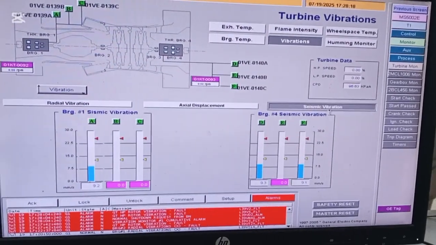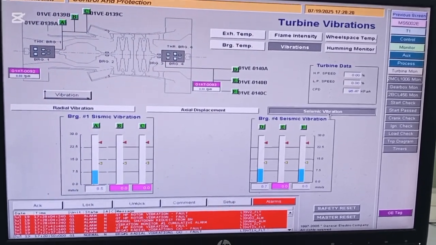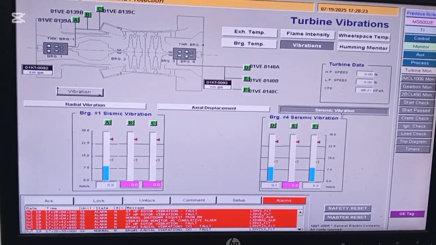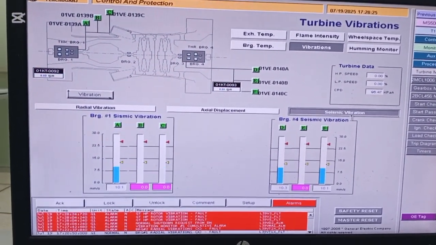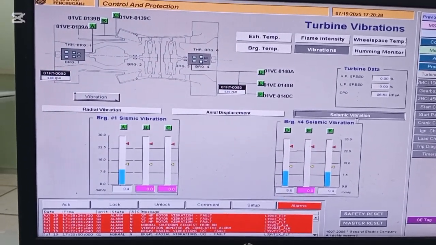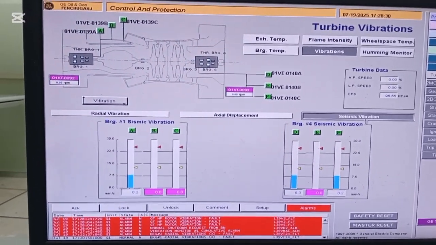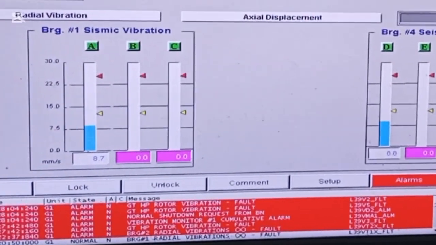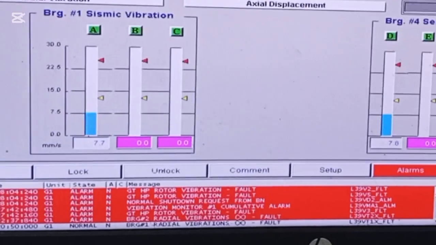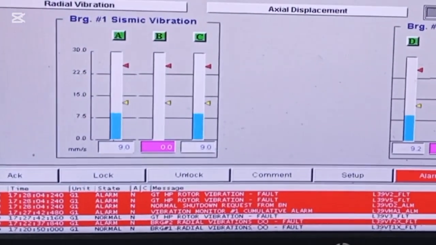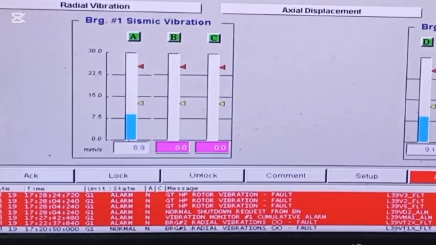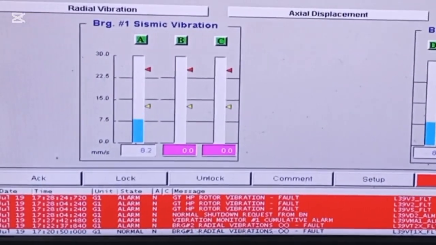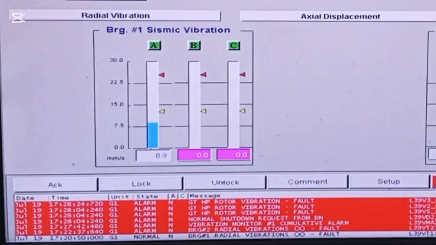Today I will describe how we removed the gas turbine seismic vibration problem. Initially, when the gas turbine is stopped, that means at the shutdown condition, sometimes when we start our oil pump, seismic vibration exists and its value fluctuates. At the same time, another vibration reading exists, like the high pressure rotor vibration, and another vibration was showing.